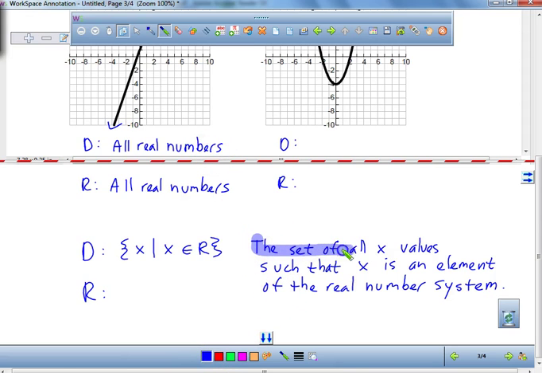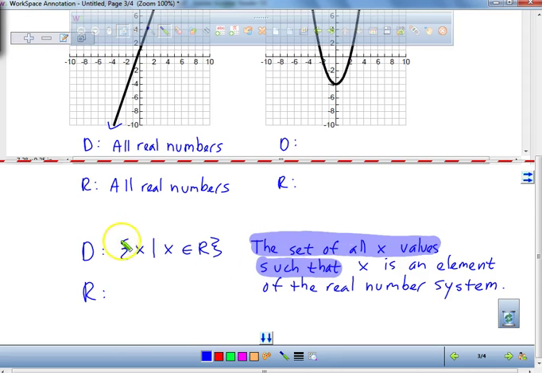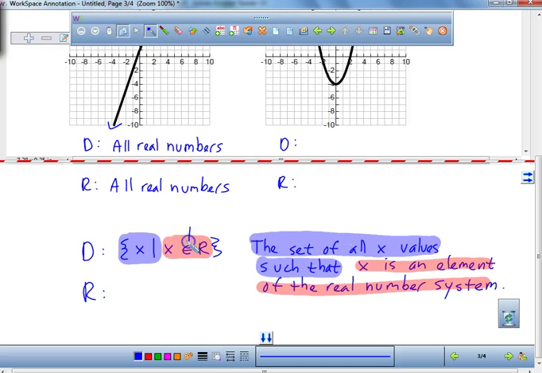When it says the set of all x values such that, that's referring to this part. When it says x is an element of the real number system, that's what this part means. What do you guys think that this little symbol right here means? Elements, correct. Knowing how to read math symbols saves you lots of time and energy of writing. It also saves you confusion when you're looking at the test. If you know what the symbols mean, you know what it's asking. If you don't know what the symbols mean, you don't know what it's asking.